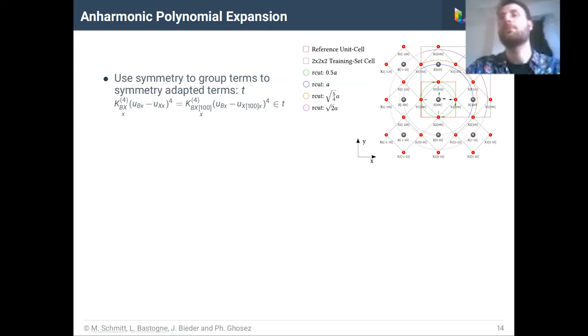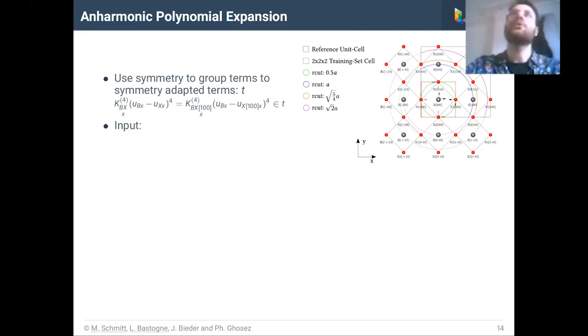So, for example, in this perovskite structure, you might have the term between the atom B and the atom X along the X direction, and then you can easily see it is the same as the one between the atom B and the atom X on the opposite side. And so we group them together.